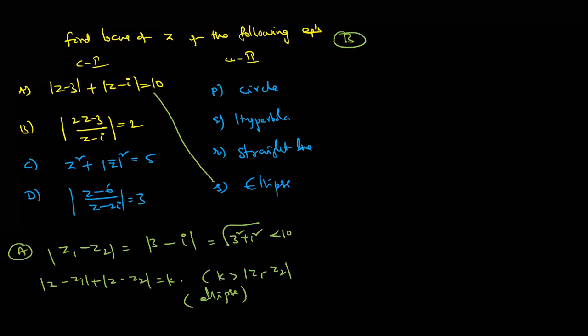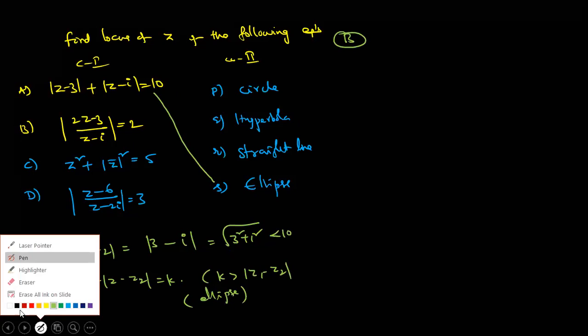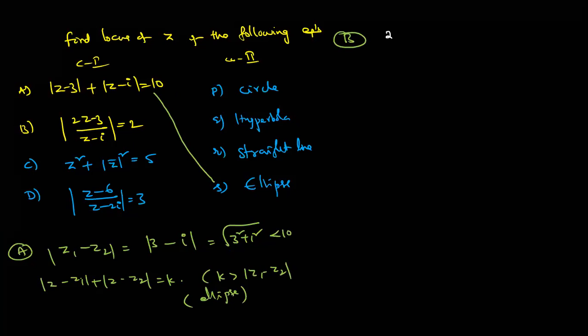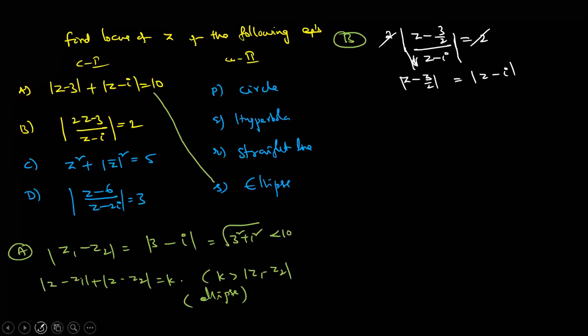B. See, option B. Some students are confused, especially some students. Why? Because take 2 outside: (z minus 3 by 2) by (z minus i) is equal to 2, cancel. Accepting this point here, students? Dear students, if you are observing, in this case what is the k? 1. k is 1 means what is your answer here? Locus of z is a straight line. Other than 1 means it's a circle.